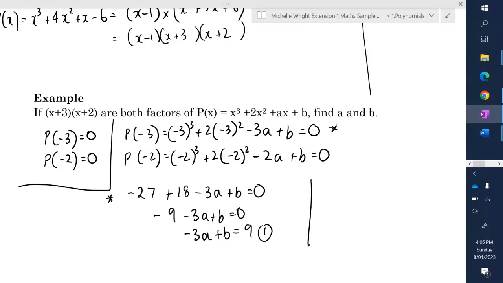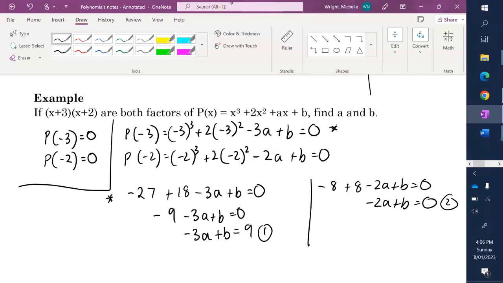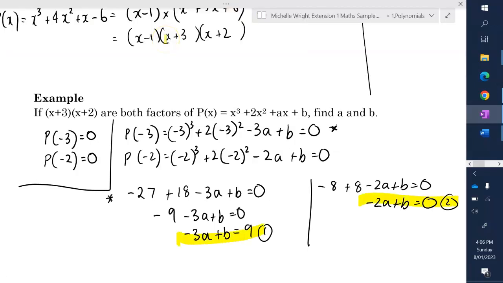Okay, let's do our next one. Minus 2 cubed is minus 8. 2 cubed here again, basically, because it's 2 squared times another 2. 2 twos are 4, 4 twos are 8. That minus is a positive, so it becomes plus 8. We've got minus 2a plus b equals 0. Minus 8 plus 8 is 0, so I end up with minus 2a plus b equals 0, and that's our second equation. So we've basically ended up with two simultaneous equations here, which we need to solve.